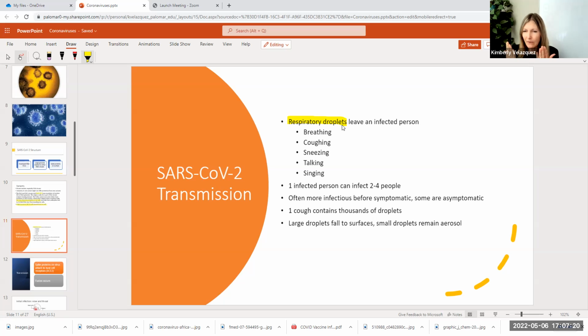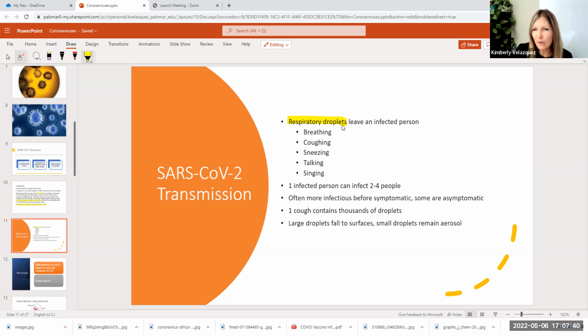If you stay 6 feet or more from that person, then it's thought that even if they're talking at a normal tone, a lot of those droplets are big and they're just going to fall to the ground. Some of them do remain aerosol, meaning they're so small they just remain and float in the air for a period of time, which means you could step into that space and breathe them in.